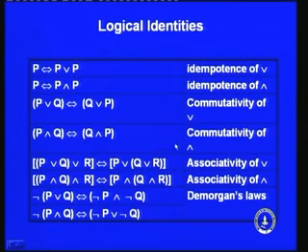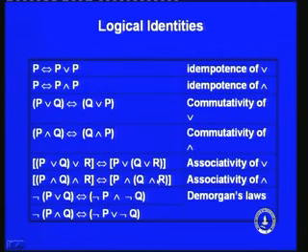And you have associative laws. P or Q, then or R. That is, first you take P or Q, then you take R and combine, that is equivalent to having P or the combination of Q or R. And P and Q and R is equivalent to saying P and Q and R. This is called associativity of AND.